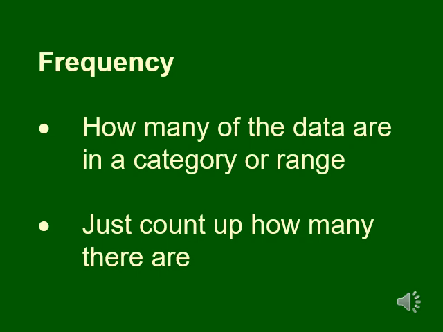A frequency is just how many of the data there are in a certain category or range. You just count up how many there are. So like the frequency of students in period 4 statistics is 2. If I did the frequency in period 7 statistics, that would be 7.